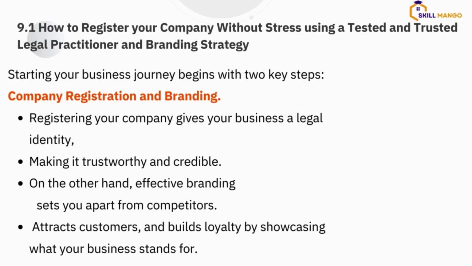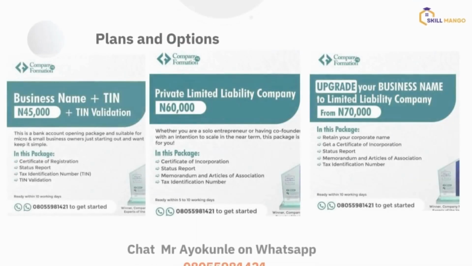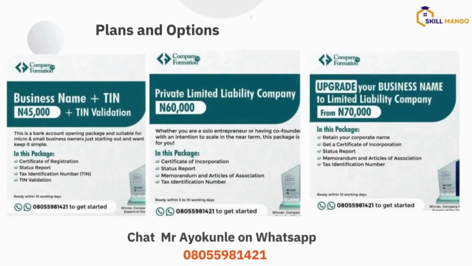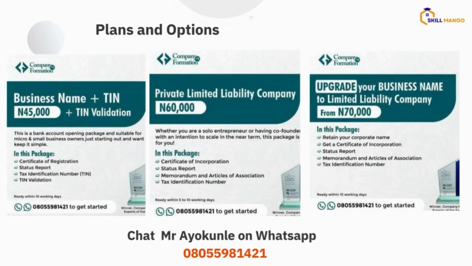For Nigeria, it is the Corporate Affairs Commission. So you can explore the options they have. You can either do a business name and TIN number. TIN means tax identification number. So when you do this package together, it goes for this price.